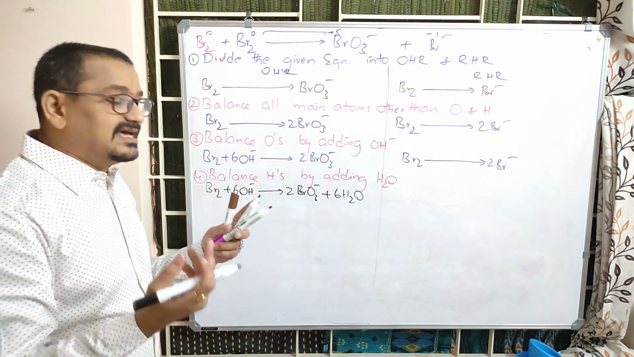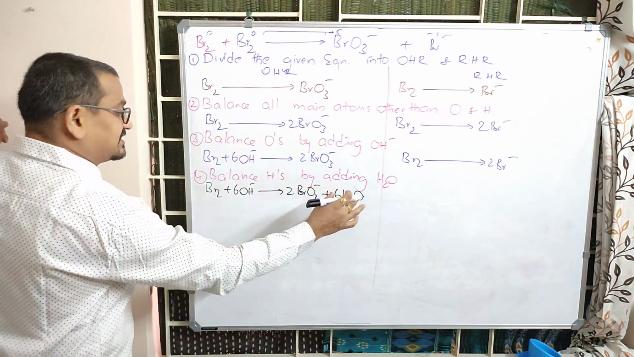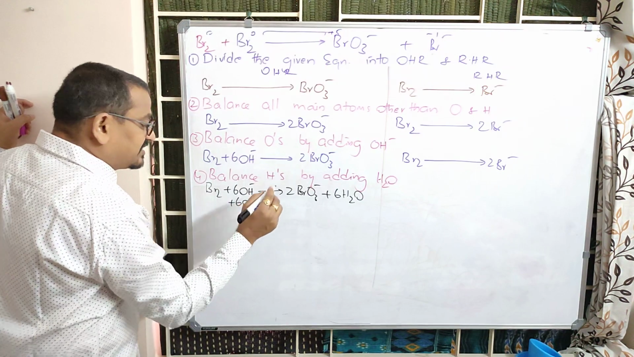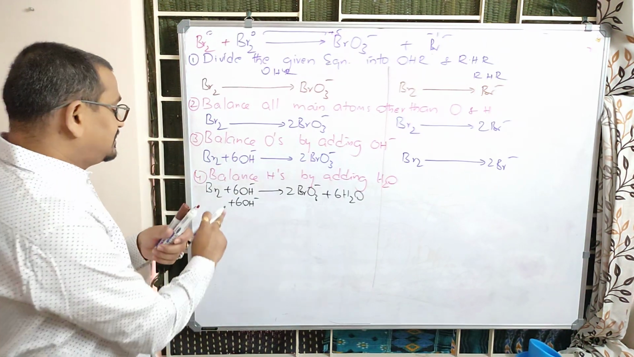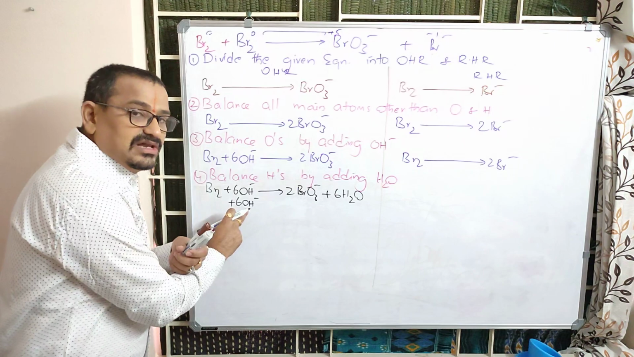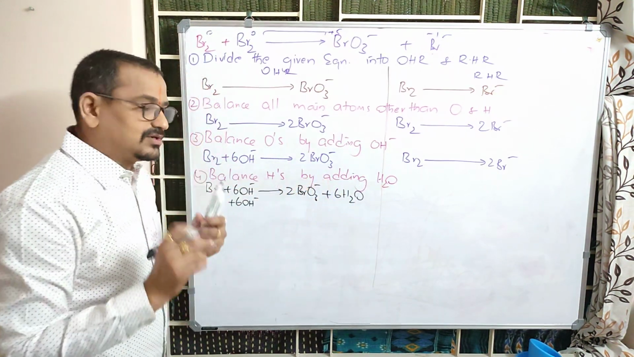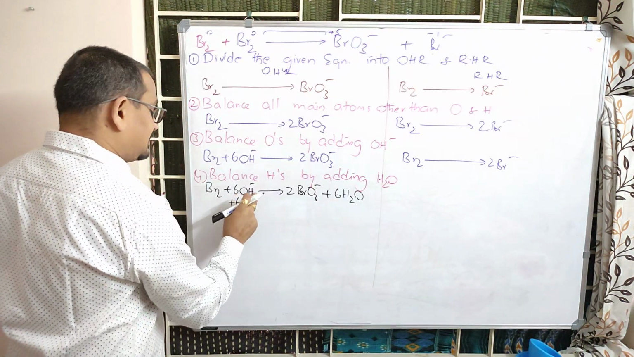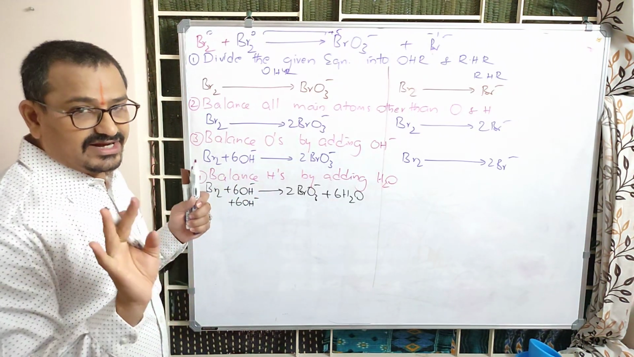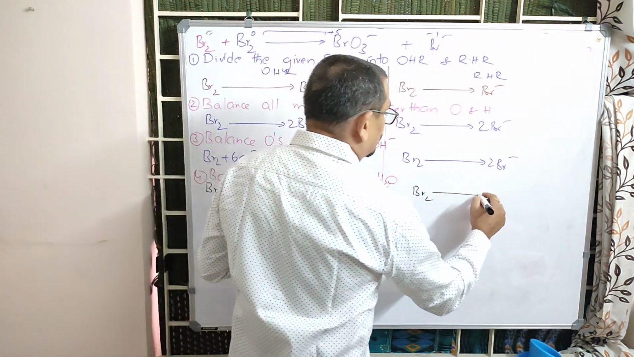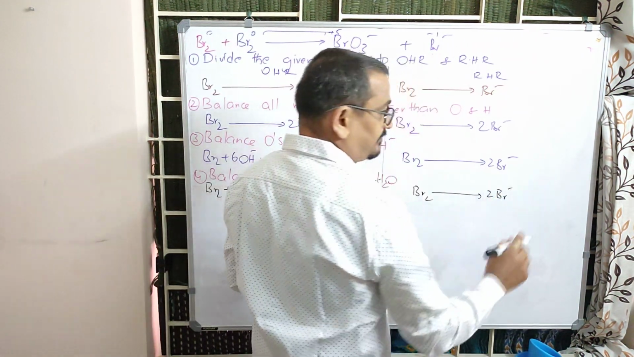How to balance oxygens? Again by adding OH minus. Those 6 oxygens can be balanced by adding 6 OH minus. Now everything will be balanced. You see, 6 O plus 6 O, 12 oxygens, 6 plus 6, 12 oxygens, 12 hydrogens and 12 hydrogens. Understood? Now when it comes to this one, there are no hydrogens, so no need to balance.